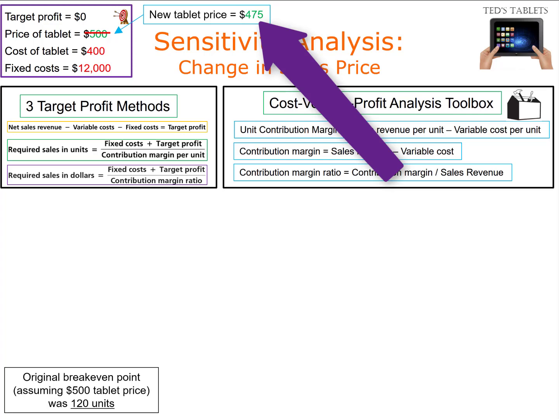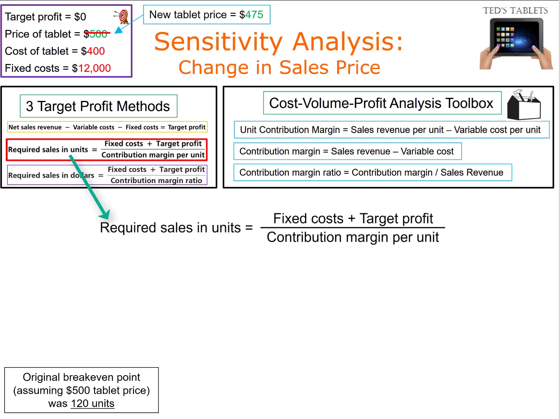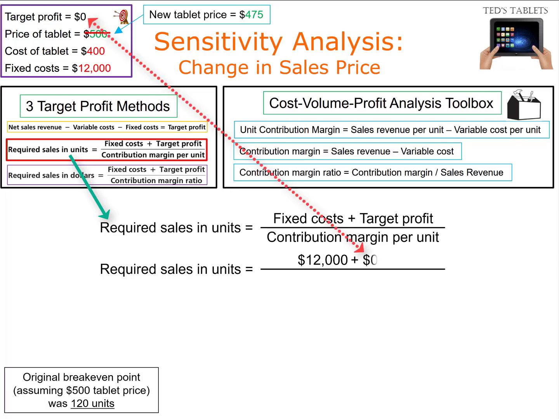Let's find out. We can use any of the three target profit methods, so let's choose the easiest, the contribution margin method, which is a shortcut method. Here's the same formula, just in a bigger font so it's easier to see. All we have to do is plug in our data. First, we need fixed costs of $12,000. And since we're trying to calculate the break-even point, target profit is 0.